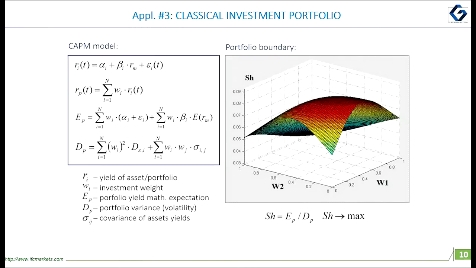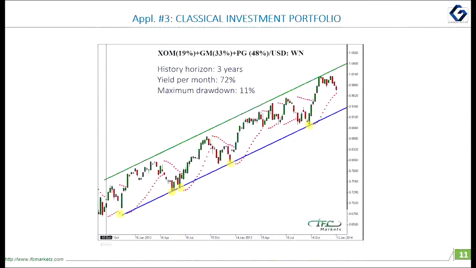Next. This profile is constructed for the portfolio of three assets: ExxonMobil, General Motors, and Procter & Gamble. The given portfolio corresponds to a maximum Sharpe ratio and, therefore, is most attractive for investment. A history test of this portfolio shows attractive properties: 72% of an average yield per month and a maximum drawdown of 11%. Next.